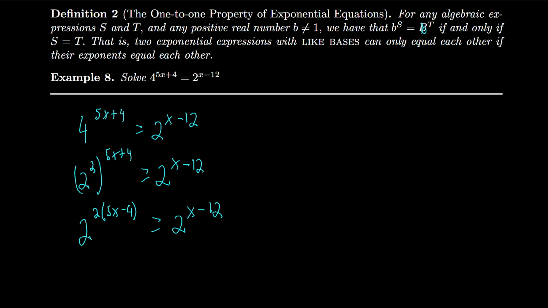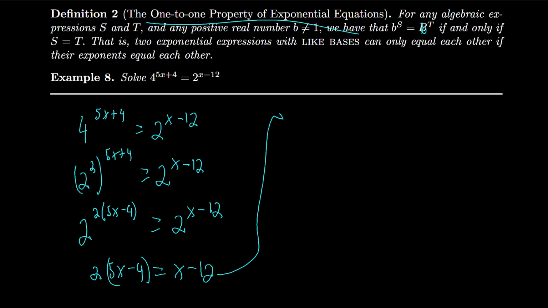And now they do have like bases. And using this one-to-one property up here, the only way that can happen is if 2 times 5x plus 4 equals x minus 12. And then from there, it's just basic algebra to solve it. So this is 10x plus 8 equals x minus 12. I'm going to subtract 8 from this side, and I'm going to get negative 20. I'm going to subtract an x over to this side, and I'm going to get 9x. And then I'm going to get x equals negative 20 over 9.